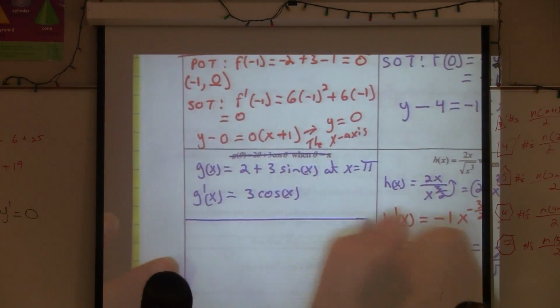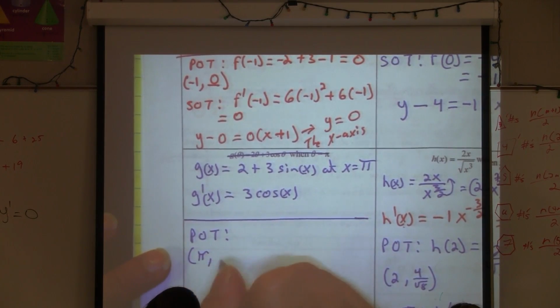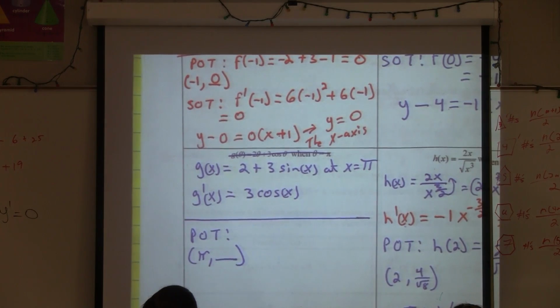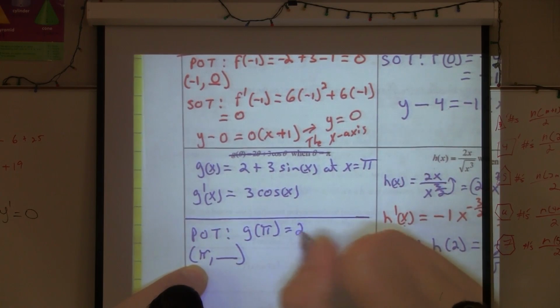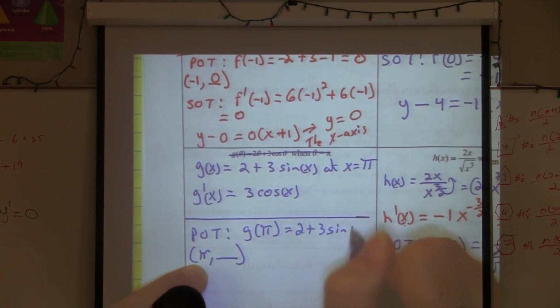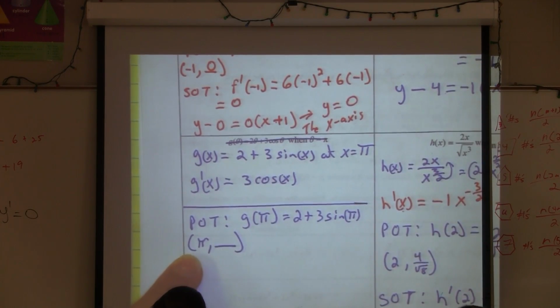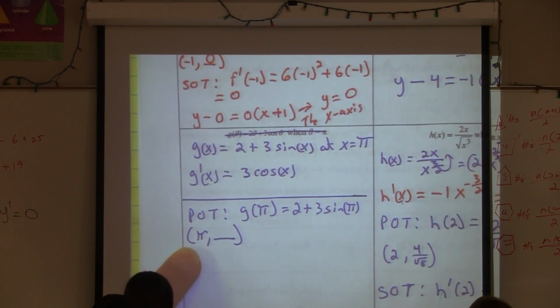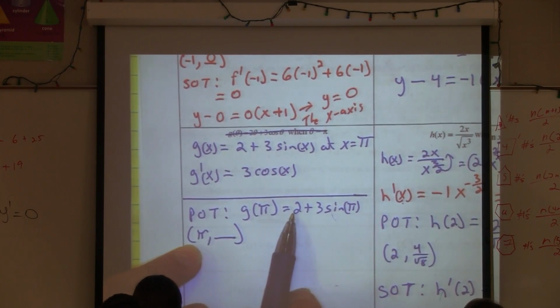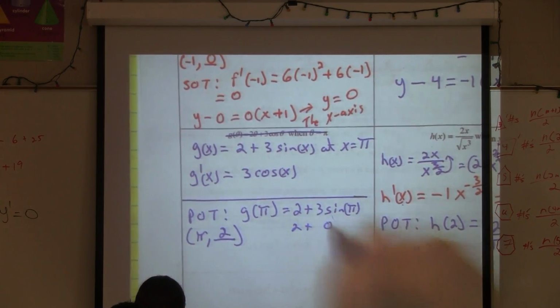Alright, so now let's get the equation of that line. We need our point, and it's going to be pi comma something. Let's find it by plugging in pi. So g of pi, that's 2 plus 3 times sine at pi. What's sine at pi? It's 0. So 0 plus 2? 2. Beautiful.